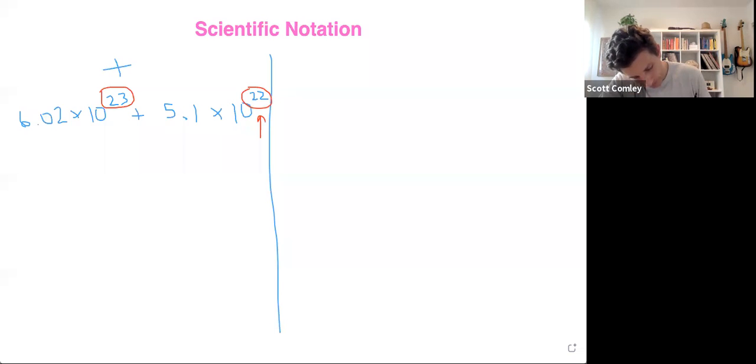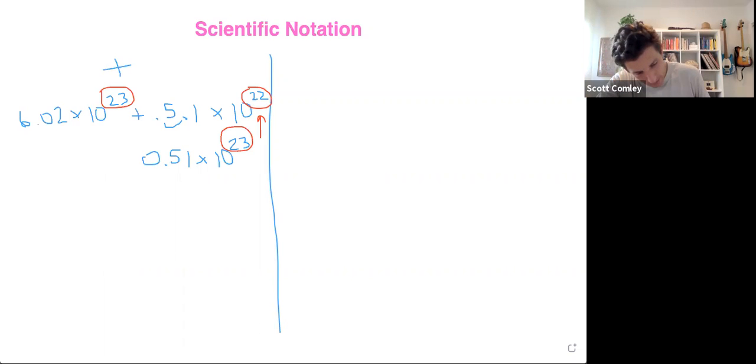Right now this is saying 5.1, and you move that decimal 22 times to the right. Well, let's make it so we have to move it 23 times to the right. How do we do that? We just move the decimal back one. So this would actually become 0.51 times 10 to the 23rd. And now these exponents match.